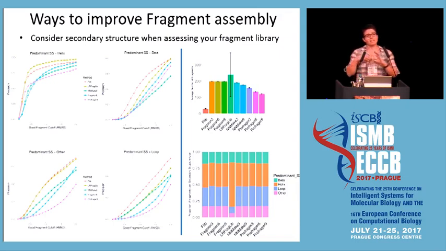So I am making a small recommendation: when you are considering fragment libraries, you should look at their behavior under different secondary structure types, and you should look at how this might affect the global precision that is being given.